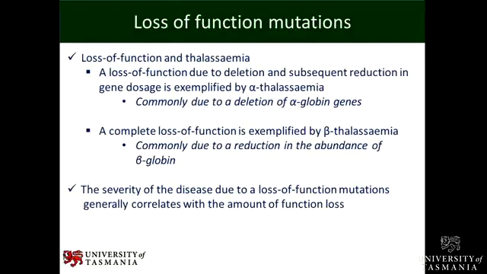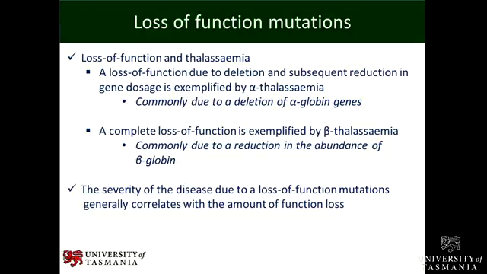Now, one of the classic loss of functions is thalassemia, and it's a loss of function due to the deletion and subsequent reduction in gene dosage in alpha thalassemia. It's commonly due to the deletion of the alpha globin genes. What I mean by gene dosage is that protein production is less. So you're getting less dosage of that particular protein, which in this case is deleterious to the cell.